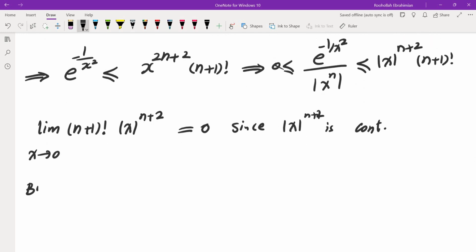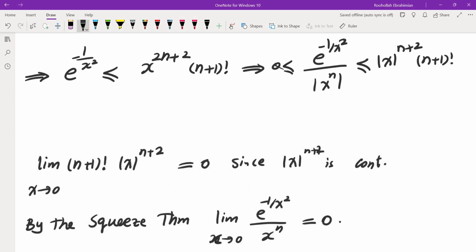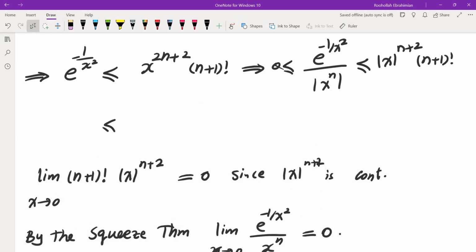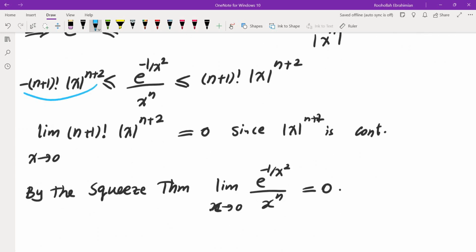So by the squeeze theorem, the limit of e to the power of negative 1 over x squared over x to the power of n as x approaches 0 would be 0. You could rewrite that to turn it into exactly the way the squeeze theorem looks, which would be a good idea. You could rewrite it as this is less than or equal to n plus 1 factorial absolute value of x to the power of n plus 2, and on the other side it's negative n plus 1 factorial absolute value of x to the power of n plus 2. Both of these two approach 0. This side and this side both approach 0. Therefore, the one in the middle also approaches 0.